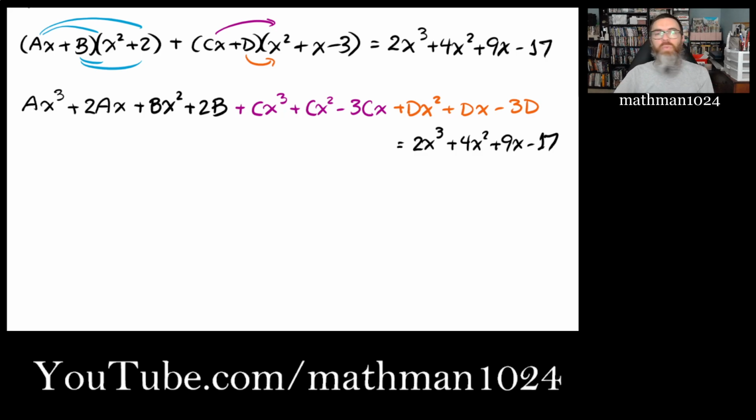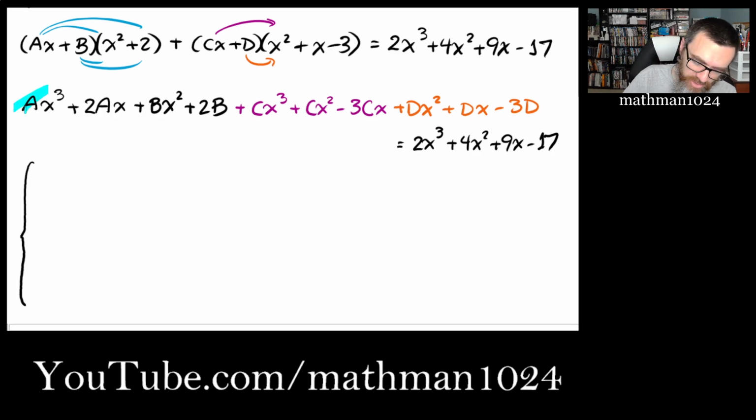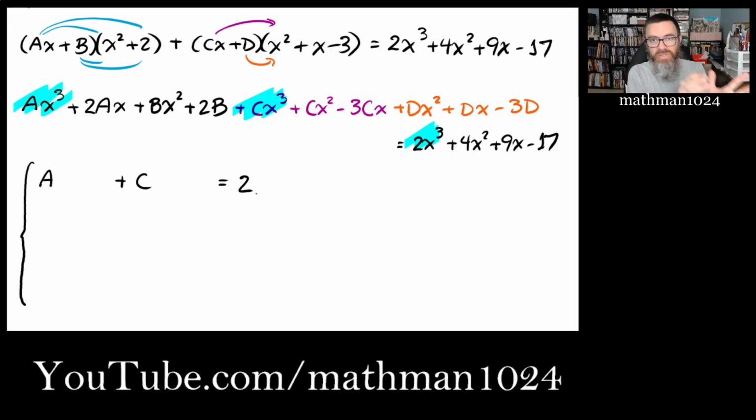All right, from here, we are going to create our system of equations. So we have 4 unknowns. So we're going to have an equation that deals with just the constant, the x term, the x squared, and x to the third. So let's see what this looks like. Starting with the x to the third. So there's ax to the third, cx to the third, and then we have this. All right. So that means that if I were to take a plus c, that should equal 2, because those are the only pieces that are x to the third terms, so they're the only guys that would give me 2x to the third.